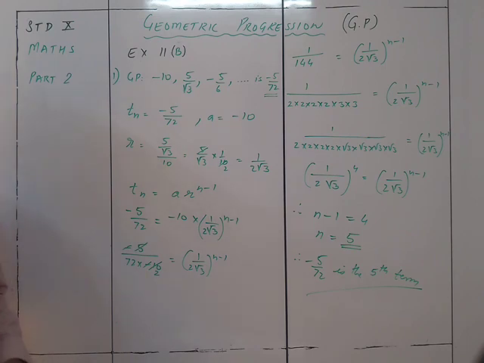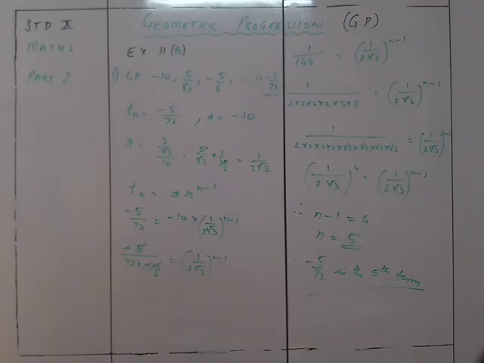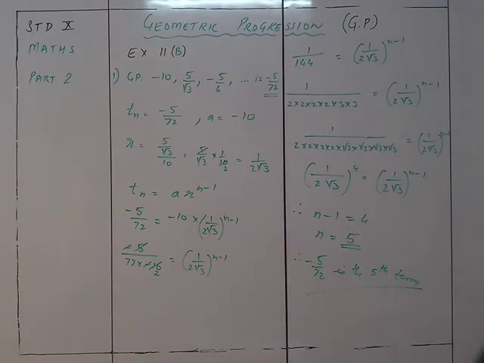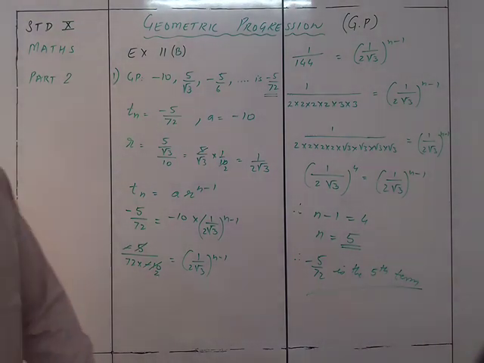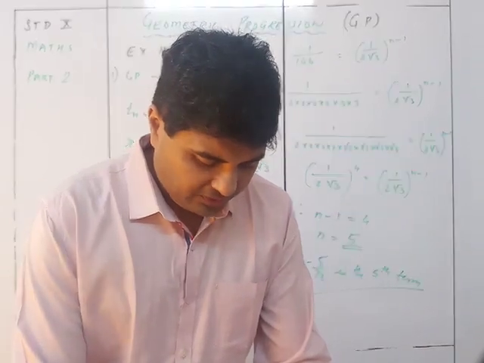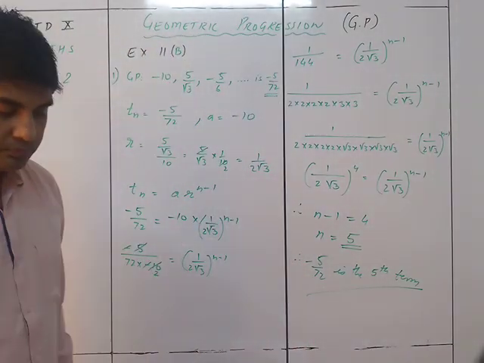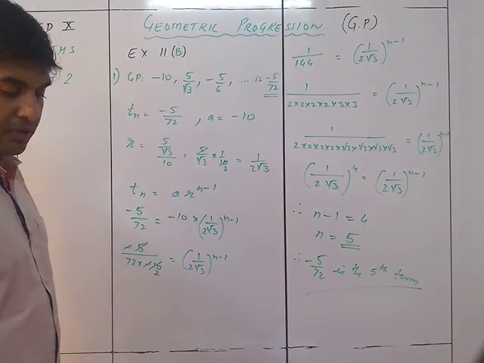This was sum number 1 of 11B. We can check out the answer also. So 11B, first answer is fifth term. We move on to sum number 3.